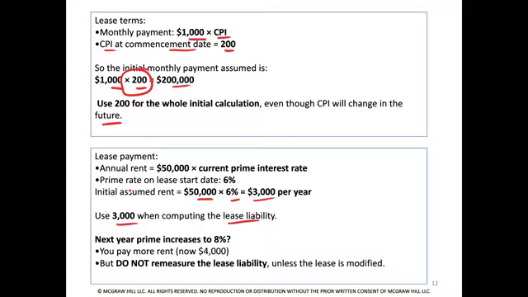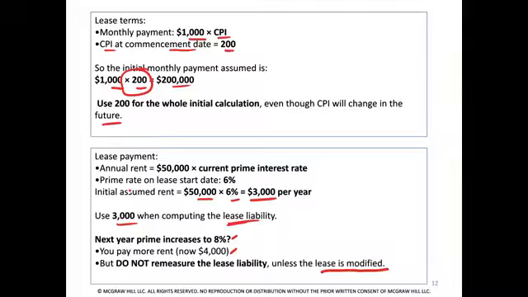Now, next year, the prime interest rate increases to 8%, and I'm going to now have to pay $4,000. Do I remeasure the lease liability? No, I don't, unless the lease is modified some other way or for some other reason. Okay, so if the lease is modified for another reason, then we're going to true up our lease liability to a new number.